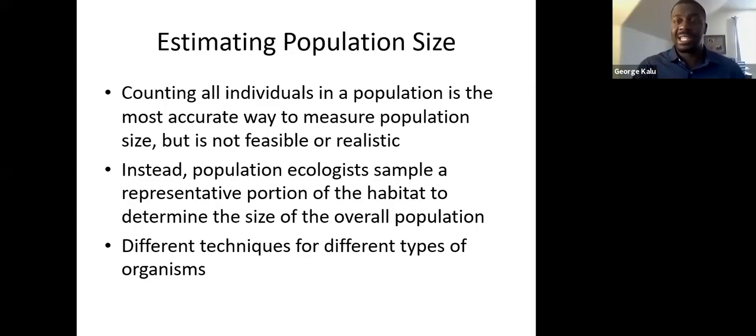So instead we need some way to estimate populations without necessarily counting every single individual. What population ecologists do is go out into a sample population, and then they estimate the population size using different techniques. Based on the different organisms you're looking at, there are different techniques that allow you to estimate the overall population size. So we're going to look at a few of these techniques. The first one is using quadrats.